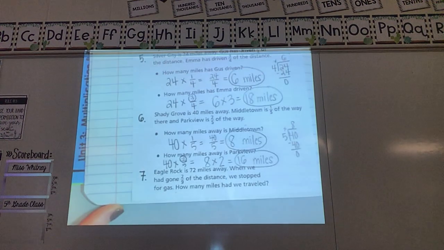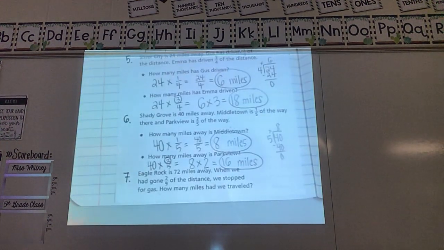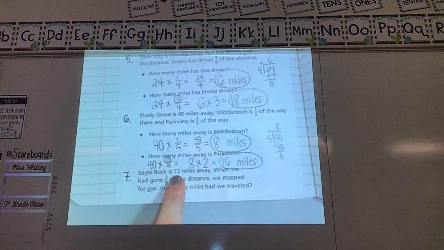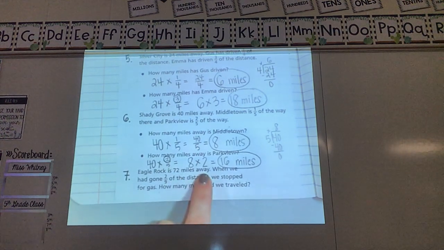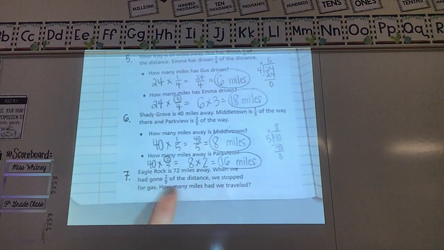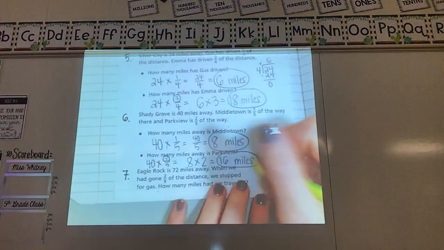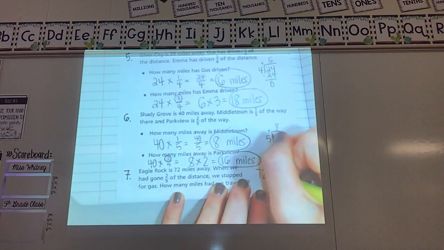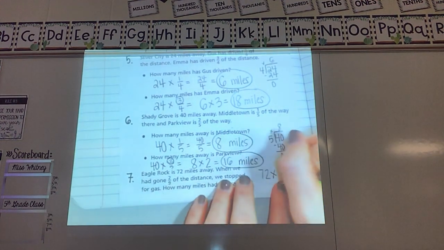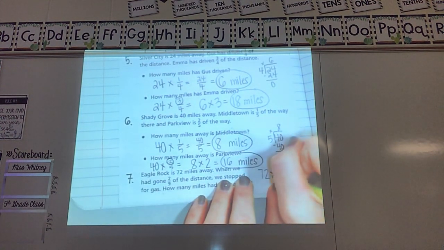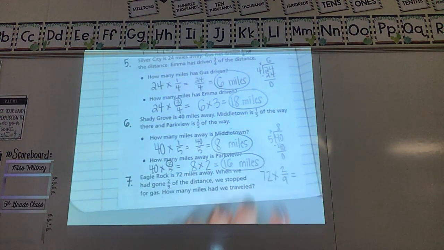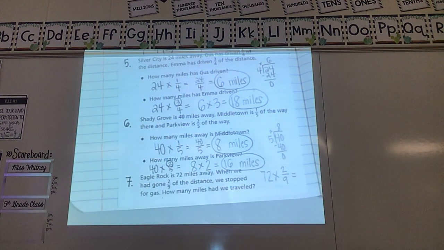All right, one last example here, and then I'll let you work on your assignment. Eagle Rock is 72 miles away. When we had gone 2/9 of the distance, we stopped for gas. How many miles had we traveled? Well, we are doing 72 times 2/9 because that is the information that they gave me. Now, I could do 72 times 2/9. It might take me a while to multiply all of that out, but I could do it.